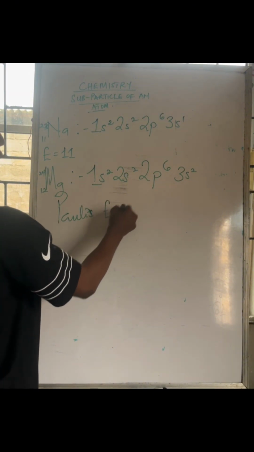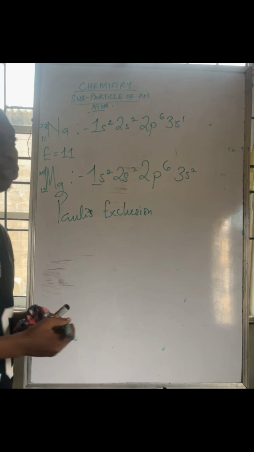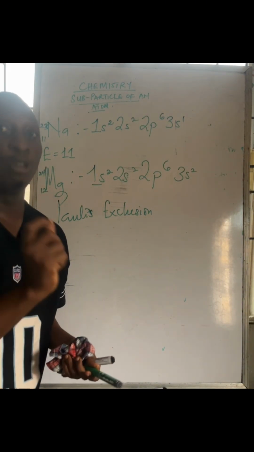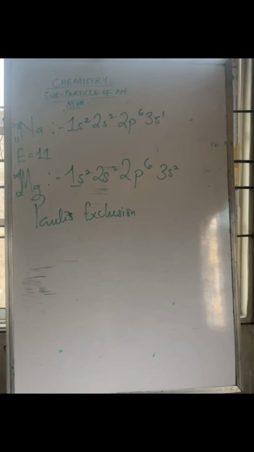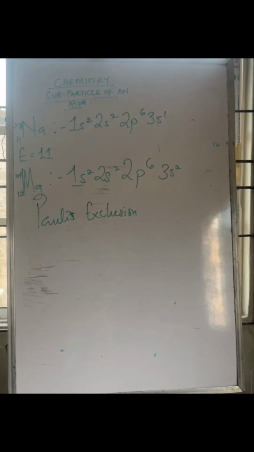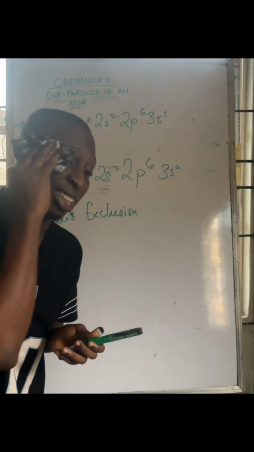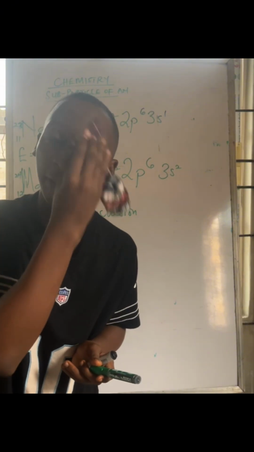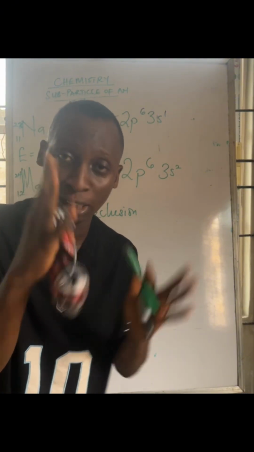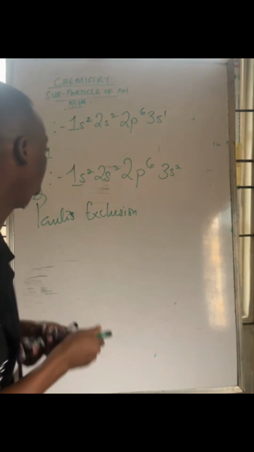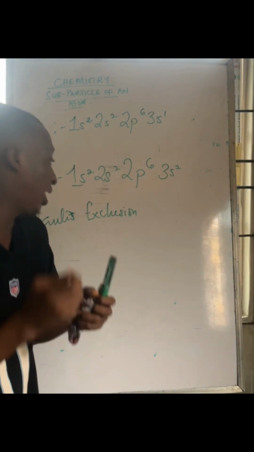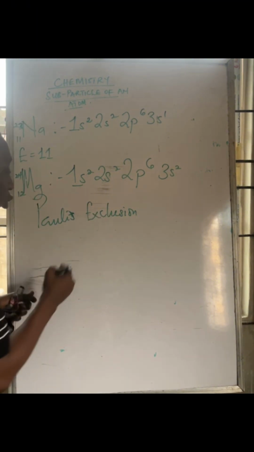Pauli's exclusion. Now, what does Pauli's exclusion say? Pauli's exclusion principle states that no two electrons of an atom must have the same value for all 4 quantum numbers. Let me explain. Pauli's is a very simple principle.